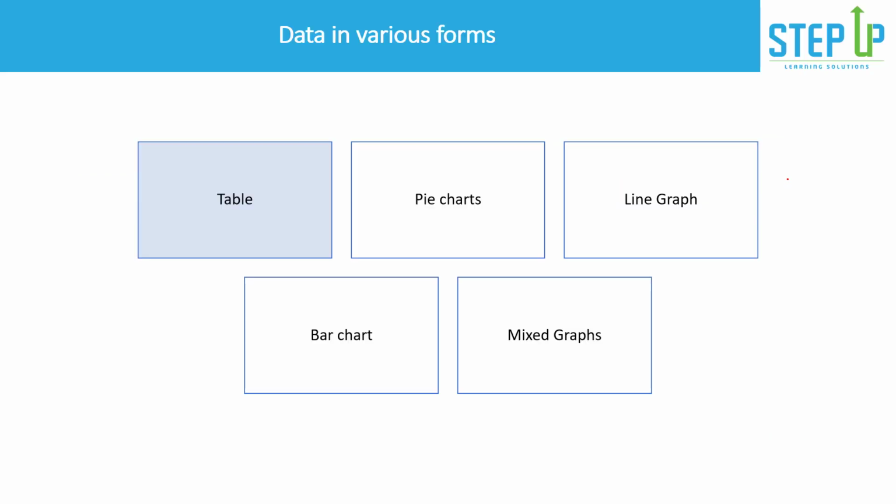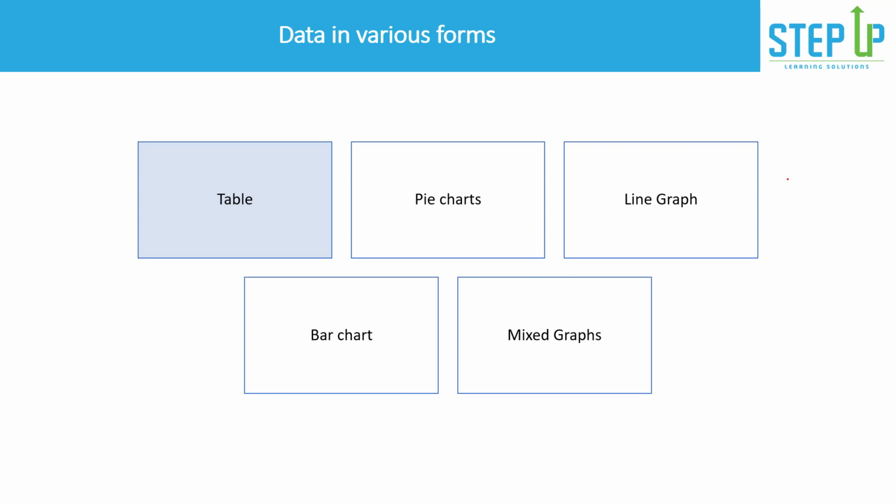So let's move ahead. First, we want you to be familiar with different data forms. Sometimes the data could be presented in tables, sometimes in pie charts, line graphs, bar charts. Sometimes it could be a table plus a pie chart, and sometimes they could give mixed graphs. So one is understanding of these different data forms, and that's how we've divided our video also.